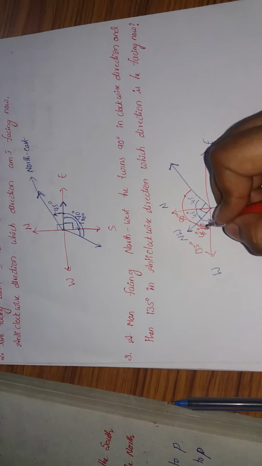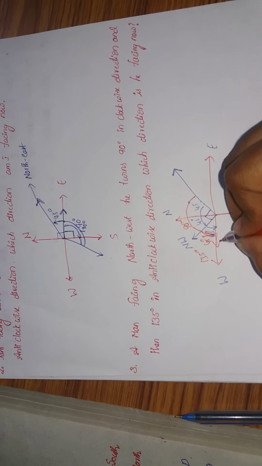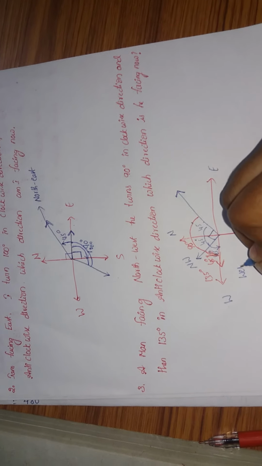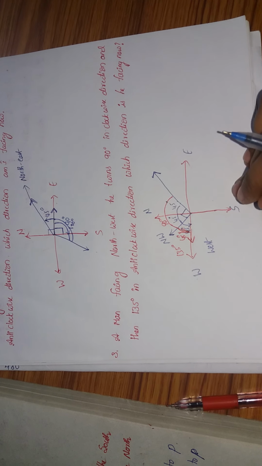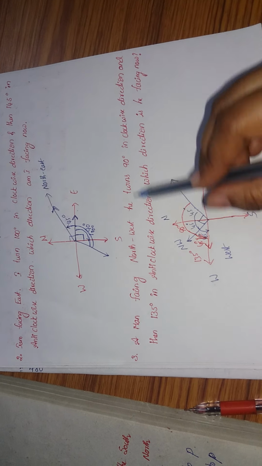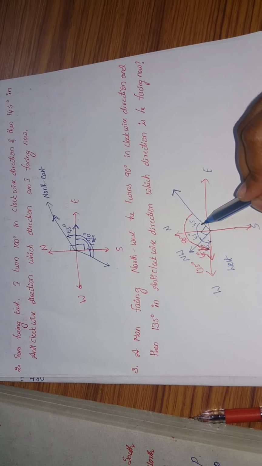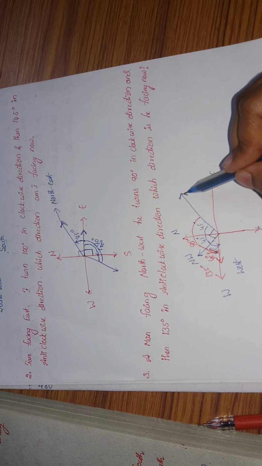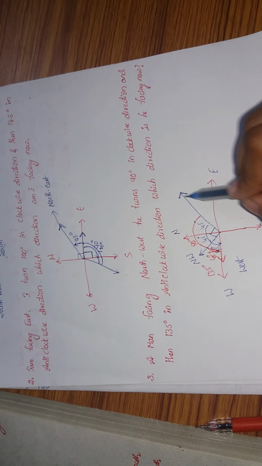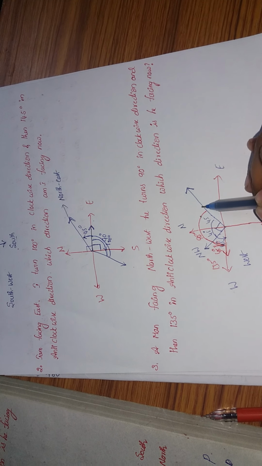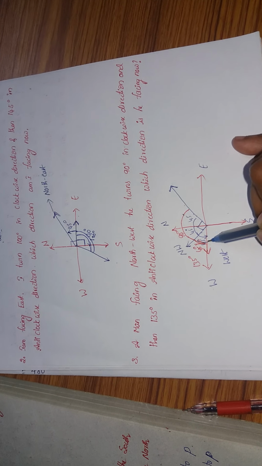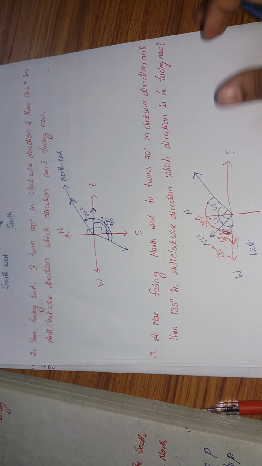Now which direction is he facing? He is facing the west direction. The answer for this question is west. So initially he turns 90 degrees in the clockwise direction, then he is in the northeast direction. From northeast he turns 135 degrees in an anti-clockwise direction. So he is facing the west direction. Let's see another question.